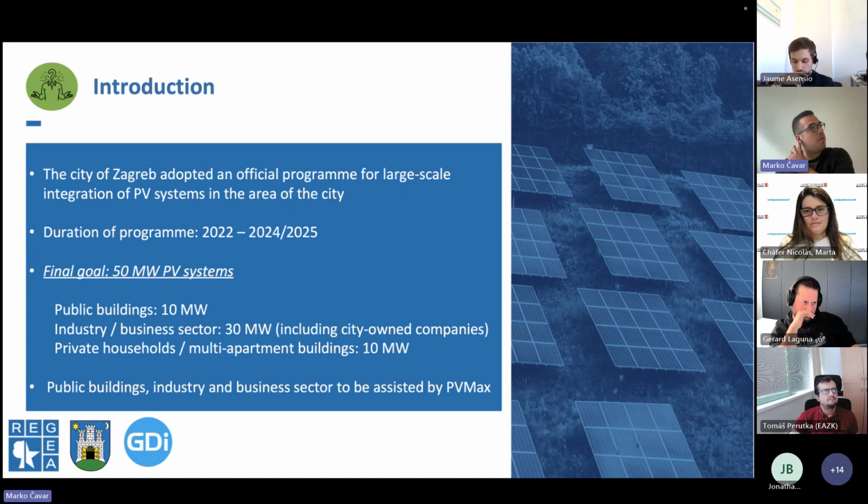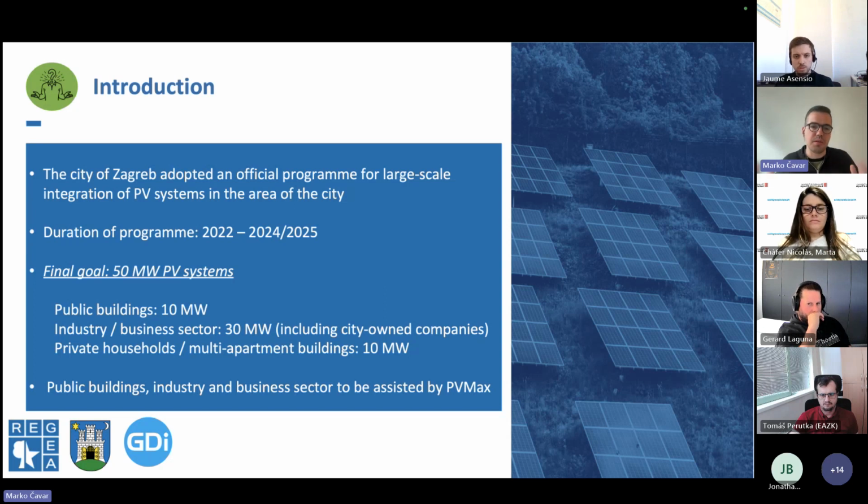So the context, why are we even doing this, is that the City of Zagreb adopted the official program in 2021 for the large-scale integration of PV systems in the area of the city. The duration of the program is from 2022 to 2024. Hopefully it will go to 2025. And in one sentence, the final goal is to integrate 50 megawatts of PV systems by the end of 2024 or 2025.